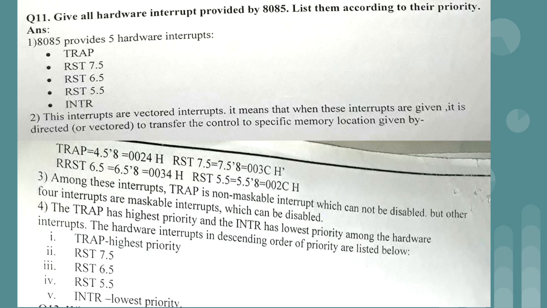Hardware interrupts: there are a total of 5 hardware interrupts: trap, RST 7.5, 6.5, 5.5 and the last one is INTR. And these are vectored interrupts because when a particular interrupt occurs, the program will move to a specific location. And we should remember the memory locations related to each and every interrupt where the program will move. Out of which trap is non-maskable, means which cannot be disabled, and the others are maskable, means we can disable them.